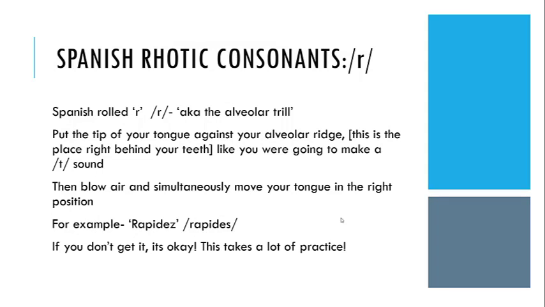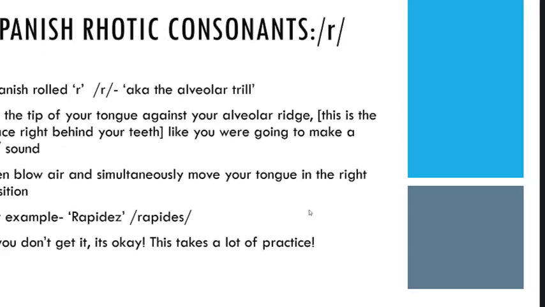First, we will discuss the Spanish rhotic consonant, r. You may be familiar with the Spanish rolled R, also called the alveolar trill, but you may not be sure how to make it and when to use it. This is totally fine. This is the hardest sound for English speakers who are learning Spanish to make. Let's try and make this sound together.